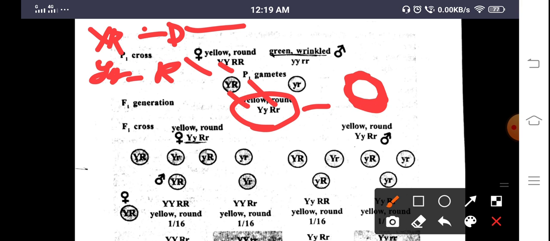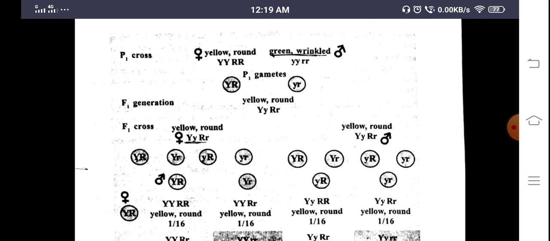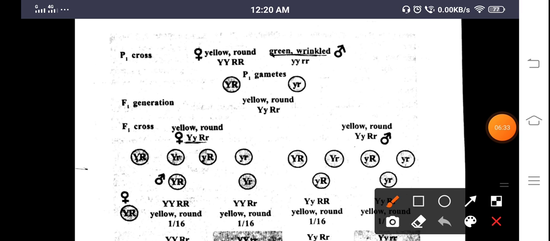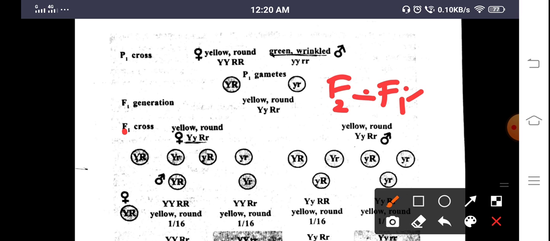So now, to get the F2 generation, which is our main intention in the dihybrid cross, we have to cross F1 with F1. To get F2, we have to cross F1 into F1. F2 generation means the second generation, so we have to cross the first generation, F1 into F1.